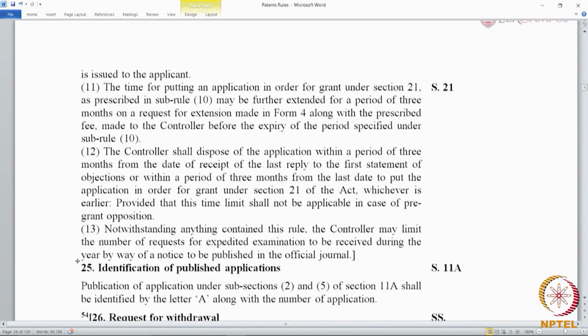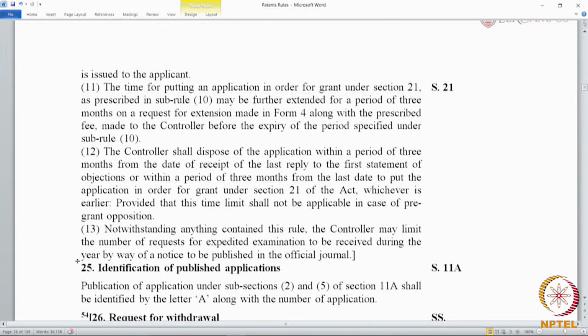Subrule 13 states that notwithstanding anything contained in this rule, the controller may limit the number of requests for expedited examination to be received during the year by way of notice to be published in the official journal. Now, the controller can make a statement in the official journal that in any given year they will be receiving only X number of expedited applications. So, anything that goes beyond that, the controller can say will be treated as an ordinary request for examination.